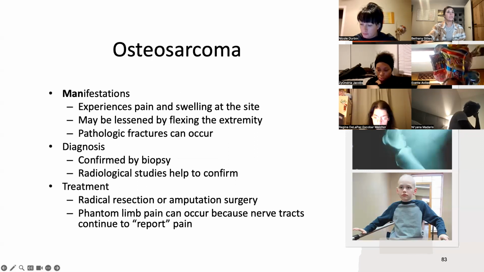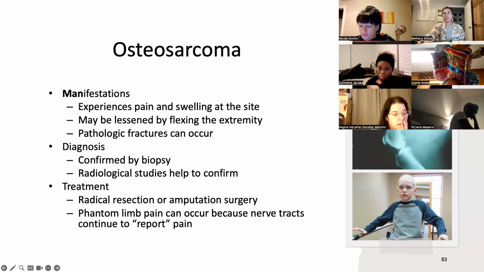You're going to see pain and swelling at the site. It might be lessened if they flex the extremity. And you can also see pathologic fractures. We're going to confirm this by biopsy. We can also do some radiology studies. Typically, treatment is going to end up being a radical resection or amputation of the limb.